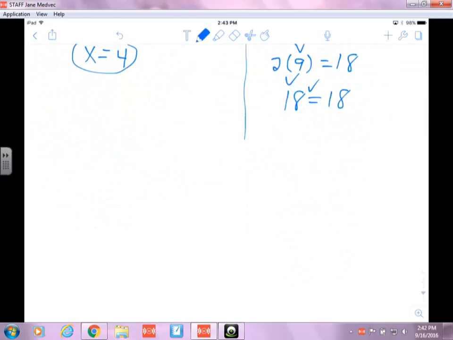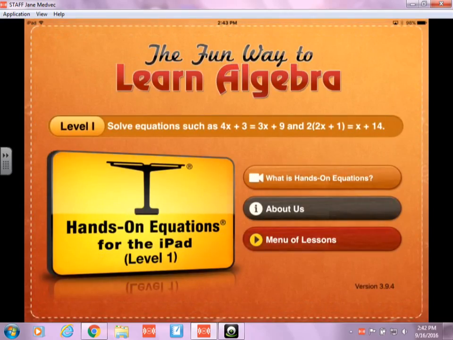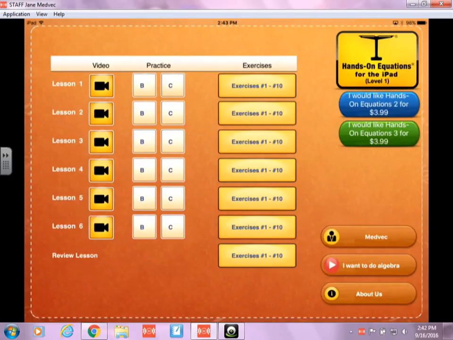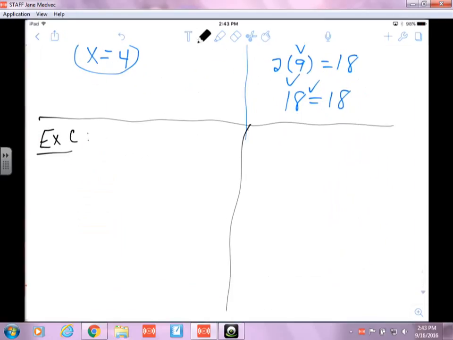All right, we're going to move down now, and I'm going to do example C. And you can enter this in later, okay? I'm going to go to C, and I've got 2 parentheses, x plus 4 parentheses, plus x equals x plus 12. Okay? Now, I'm going to go back to my app here, and I'm going to write that down.